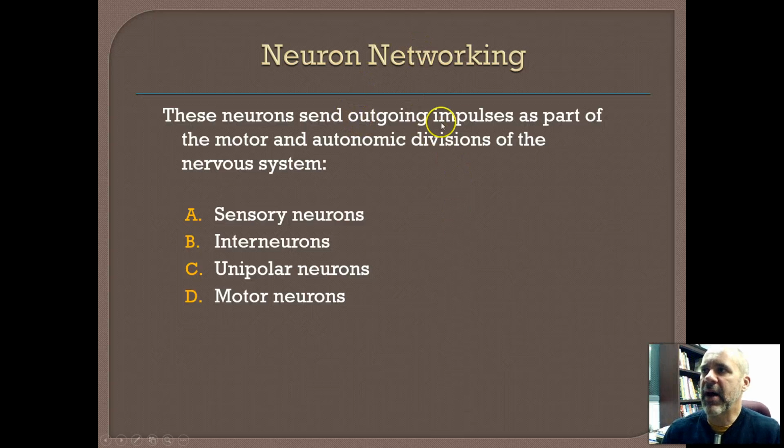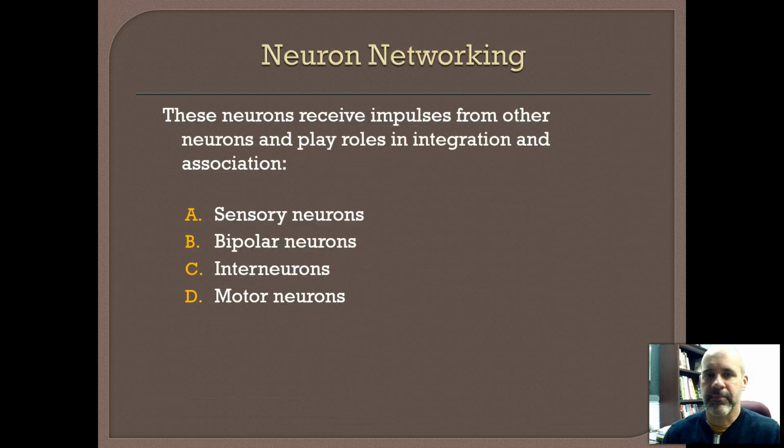All right, these neurons send outgoing impulses as part of the motor and autonomic divisions of the nervous system, which is our best answer there. And hopefully you're picking motor neuron. So not all motor neurons control skeletal muscles. You have motor neurons that are involved in the autonomic nervous system as well, that control glands and organs. These neurons receive impulses from other neurons and play roles in integration and association. So these are kind of your bridging neurons. Hopefully you're thinking interneurons on those.